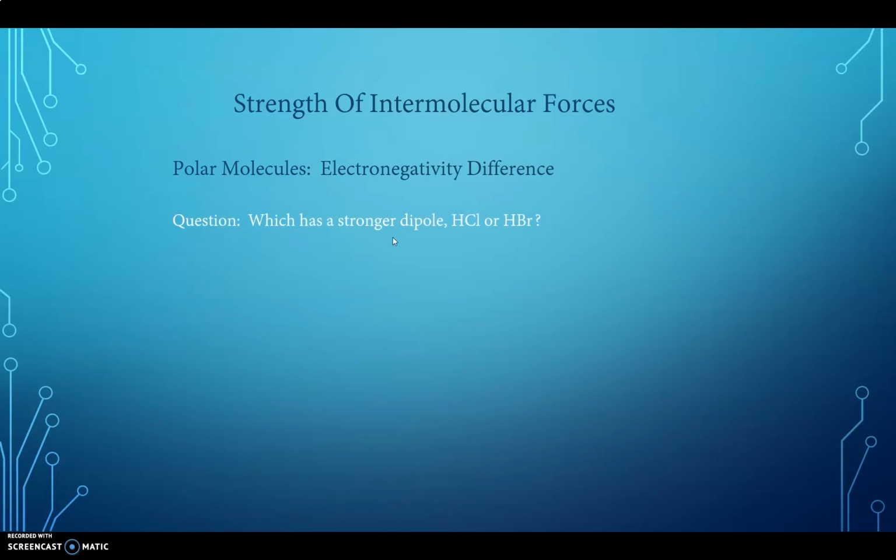So, which would have a stronger dipole then, HCl or HBr? Well, chlorine is higher in group 17 than bromine, which means chlorine has a greater electronegativity than bromine. So the difference between hydrogen and chlorine will be larger, and we would expect it to have a stronger dipole. So the answer, of course, would be the HCl.